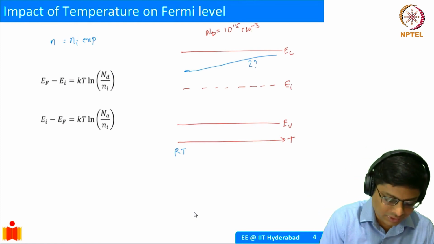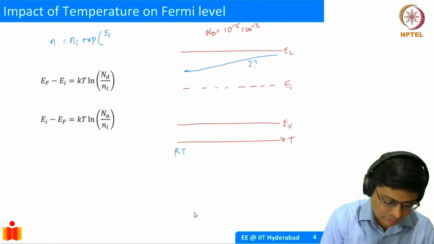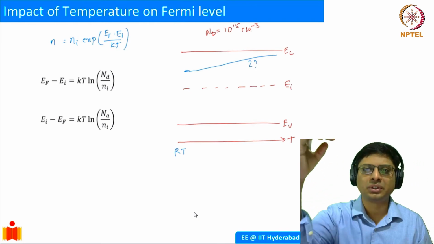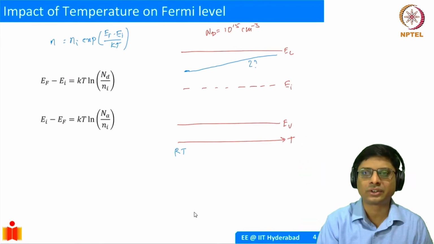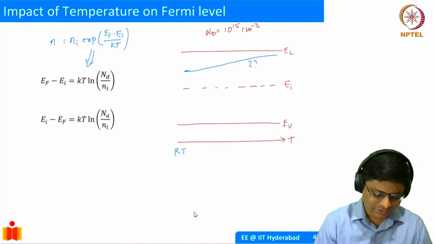So your exponential is going to have EF minus EI by KT. So as you increase the doping density, EF goes closer to EC, and so EF minus EI increases, and therefore the electron concentration increases. And you can rewrite this in this form here. Similarly, you'll have an expression for holes.